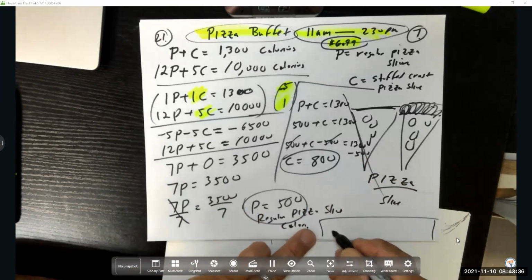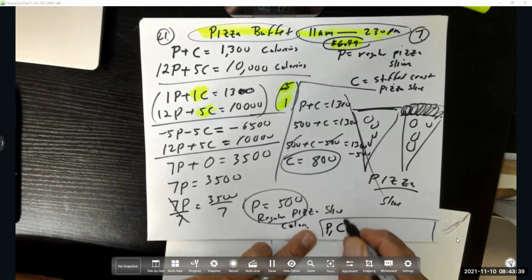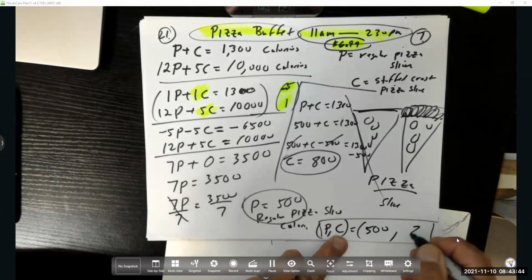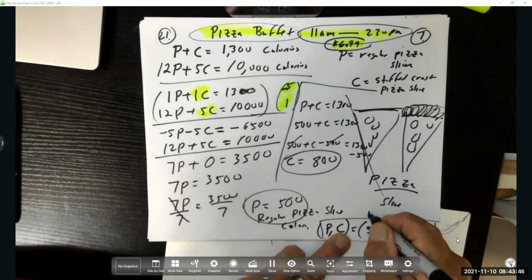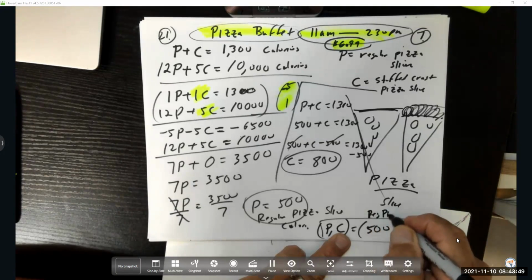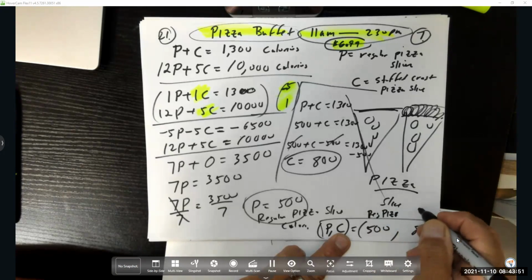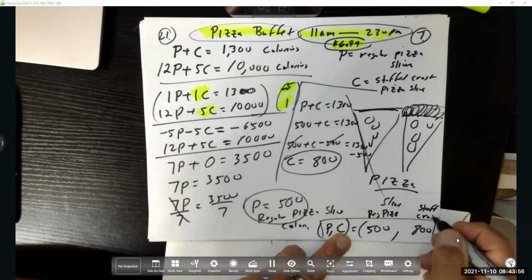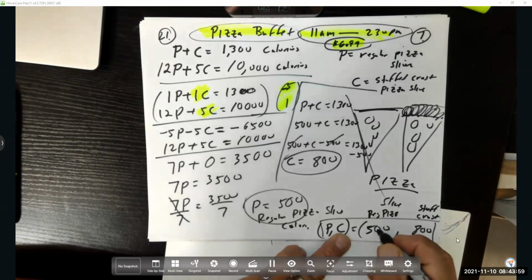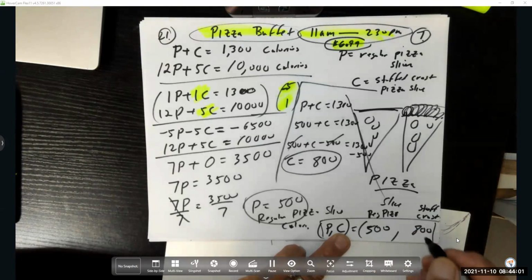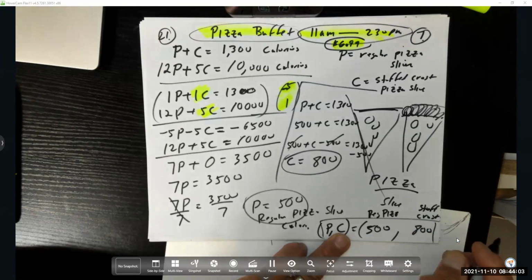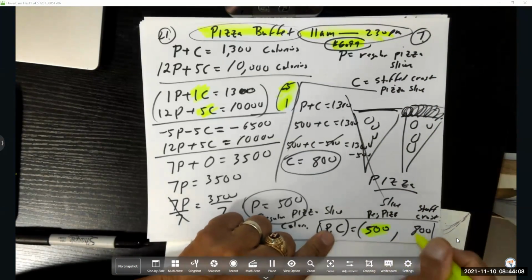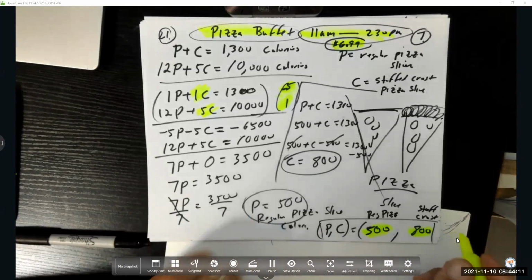So I'm gonna write down here. So P and C is gonna be 500 and 800, right? This is the regular pizza slice, and this is the stuffed crust pizza slice. Okay, so that means that what? One slice of pizza is 500 calories. If you have one stuffed crust pizza, it's 800 calories just by itself. Does that make sense? One of these is 500, and the other one is 800 by itself.